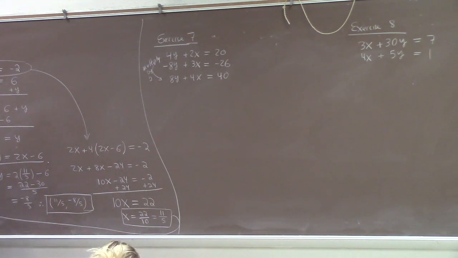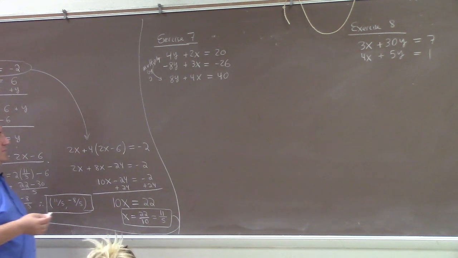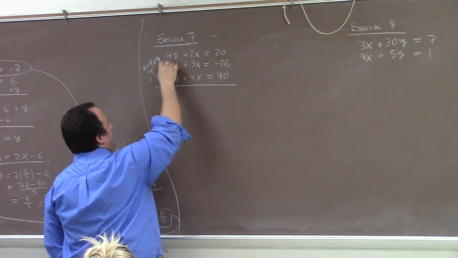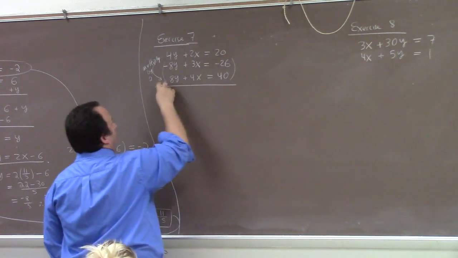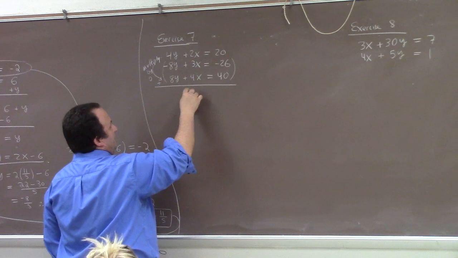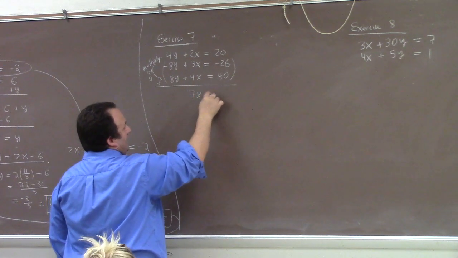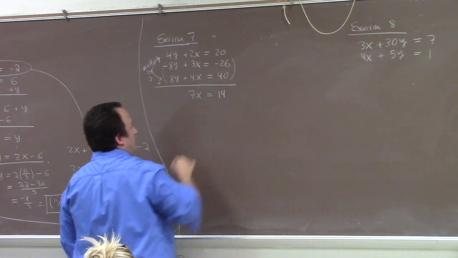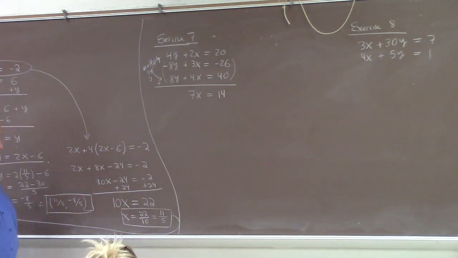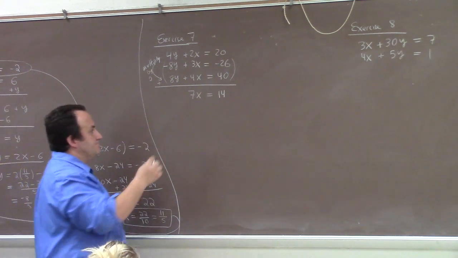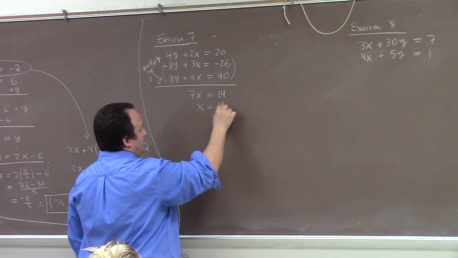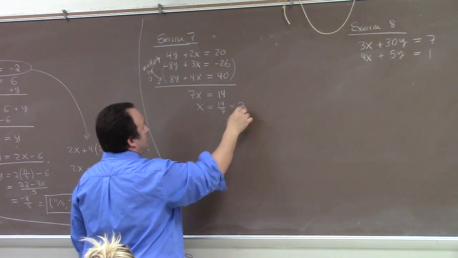Then the 8y's will cancel, right? Then we'll add these equations. And that gives us 7x equals, looks like 14, yeah? 40 minus 26 is 14. So x equals what? I heard a 2, right? 14 over 7, which is 2.